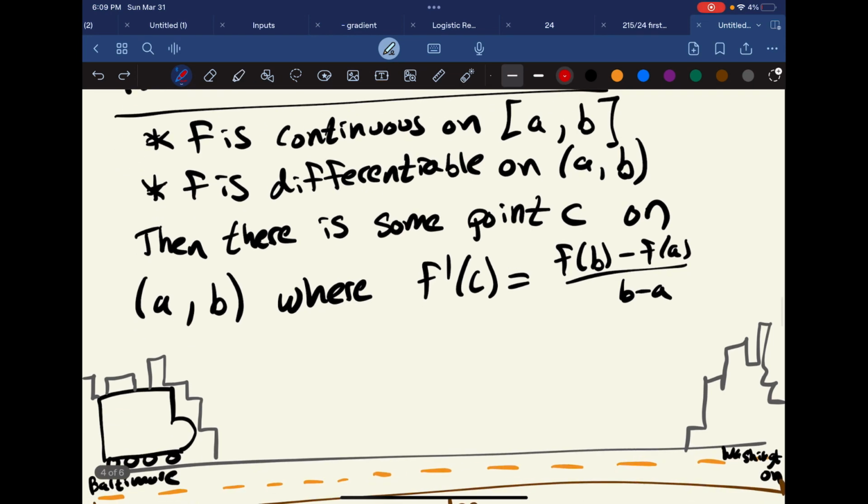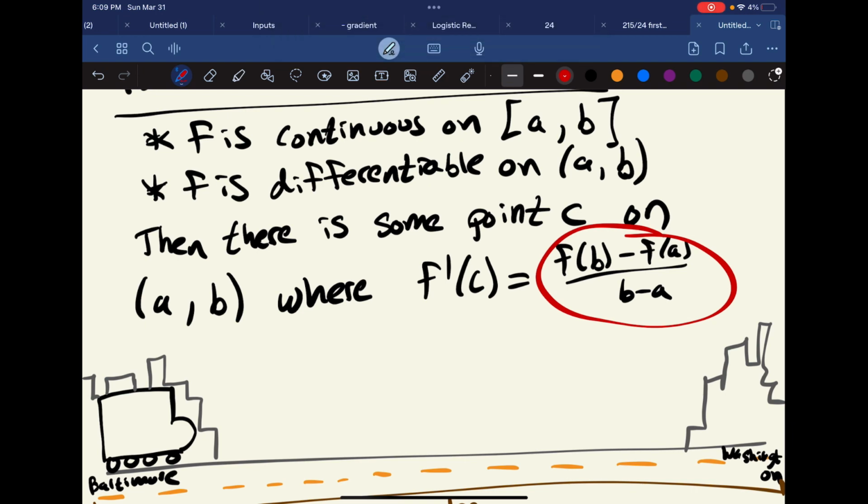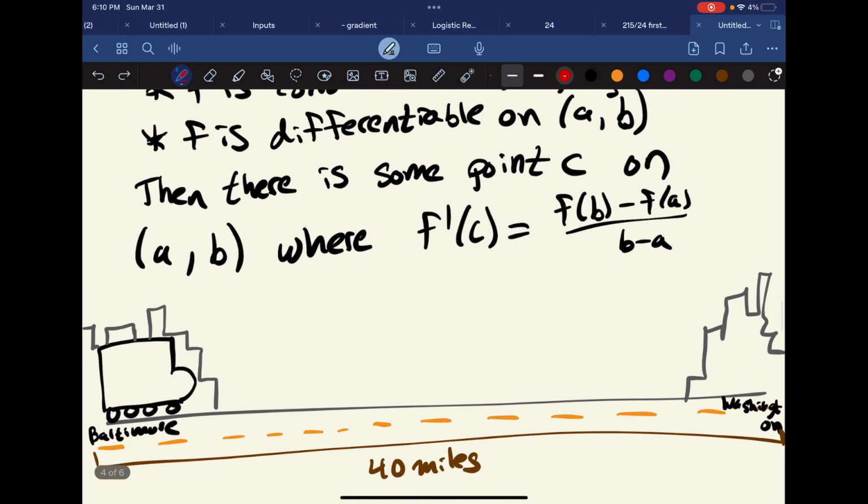First of all, if you remember, this is the average rate of change formula. It goes all the way back to algebra or pre-algebra even, you know what I mean? This is the average slope between two points, right? So that's all this is really saying. I always like to draw this picture.